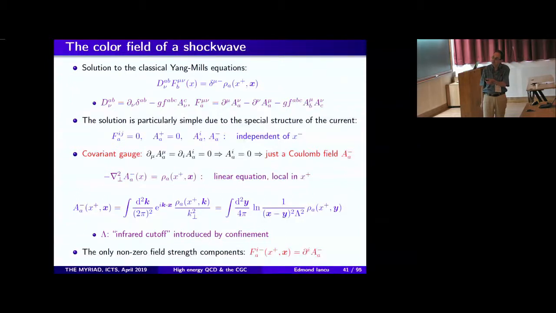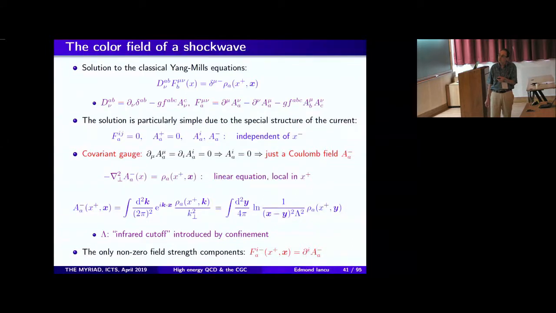And the covariant derivative contains a term which is linear in the gauge field on top of the derivative. So viewed like that, the left-hand side here can have terms which are up to three powers in the gauge fields, a derivative of A from here and A squared from there. So it looks like a very complicated nonlinear equation. Nevertheless, due to the special structure of the current, the solution is very simple because it is linear. It is easy to check that whatever gauge you choose, the solution has the following properties: F_ij is zero, where i and j are the transverse components, one and two; A plus is zero in any gauge; and the only non-trivial components, A_i and A minus, are independent of x minus.